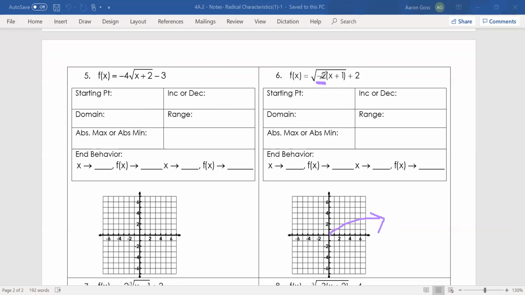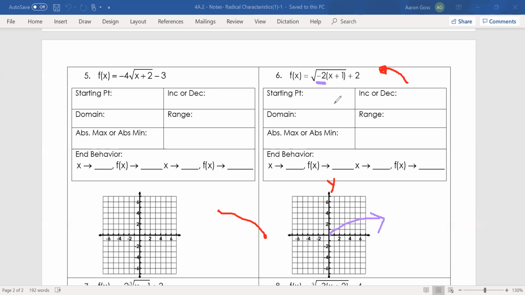So I know this thing is going to go from here. The y-axis is this thing right here. So my graph is going to go like this, right? I'm going to flip it over. But if I were to find my starting point, that's where I'm going to start. So this graph is going to go like this.